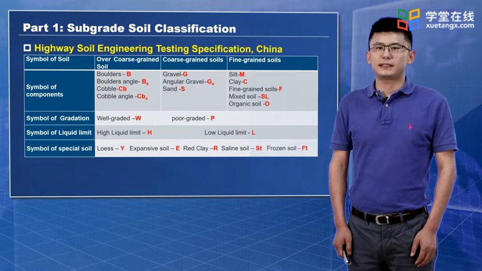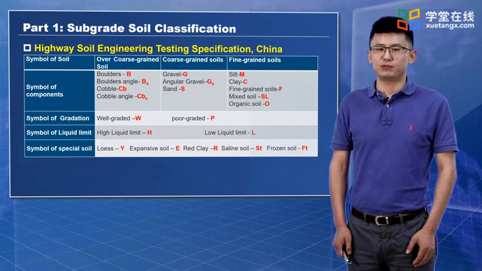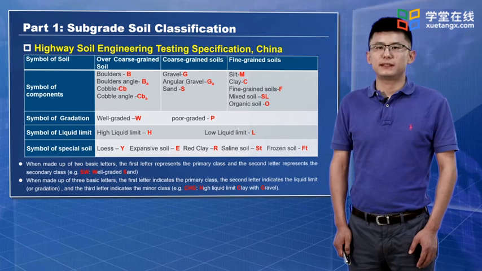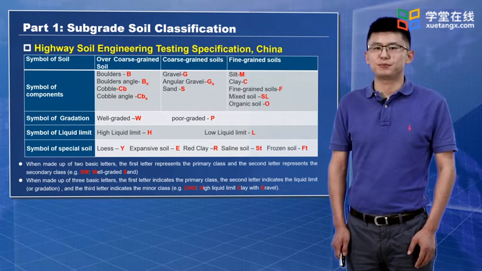Here we can also see that in China's classification system, the symbols can be represented by 2-letter or 3-letter symbols. For example, SW means well-graded sand. And we can see from this table that we have several symbols: for example, the symbol of components, symbol of gradation, symbol of liquid limit, and symbol of special soils.